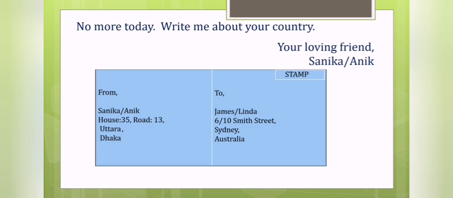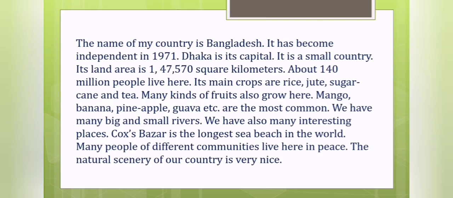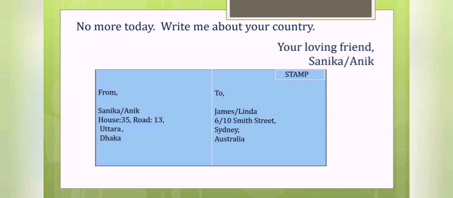And here you can see the signature. Your loving friend, Sanika or Anika. And this is the envelope. From means sender, that is me. Suppose I am Sanika or Anika. It is given Sanika, Anika both, but you have to choose one, as I have said earlier.